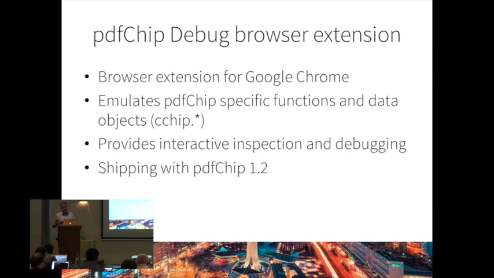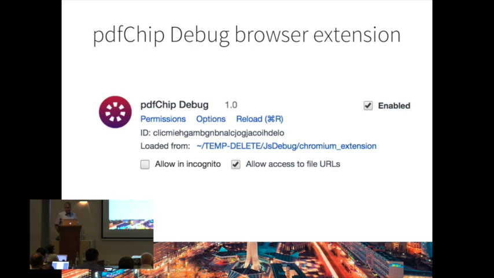So you can run through a print loop and you can find out what it's doing. You can inspect the state of your DOM in a given moment. You can look at all kinds of values and so on. So I think it's pretty nice. And we started shipping that with pdfChip 1.2. So it's a browser plugin for Chrome.